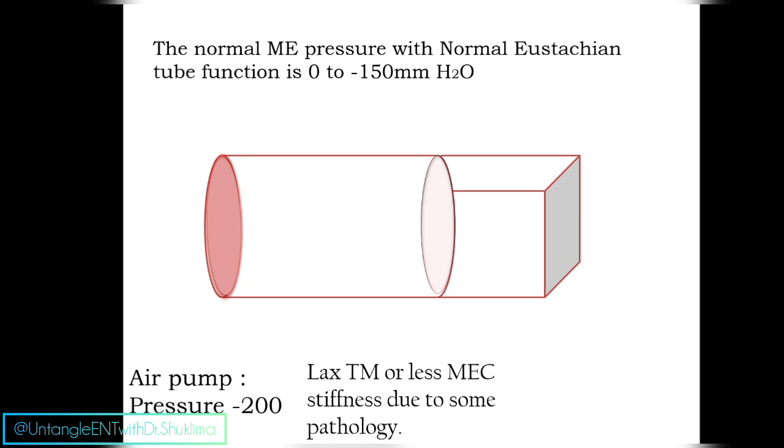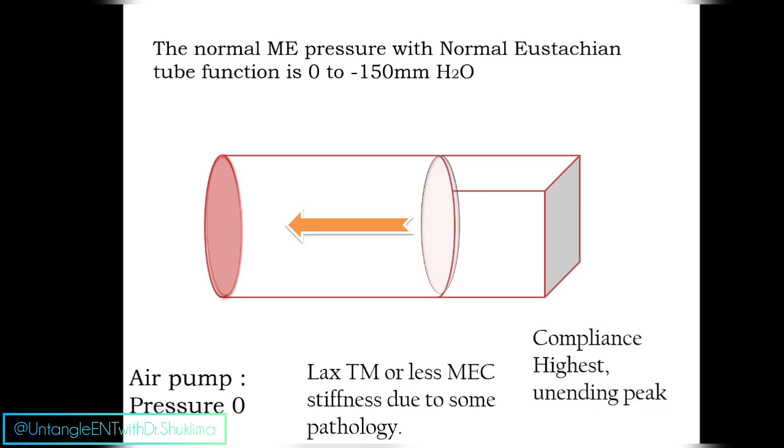Suppose the air pump pressure is minus 200, which is more negative than the middle ear pressure. So in that case, the reflected sound is very much, as the tympanic membrane is very lax, and most of the sound is getting reflected, so the compliance is less. Now when we take the pressure to 0, similar to the middle ear pressure, then the system stiffness is maintained, but as there is a pathology in the system, there is a lax TM or there is ossicular discontinuity.